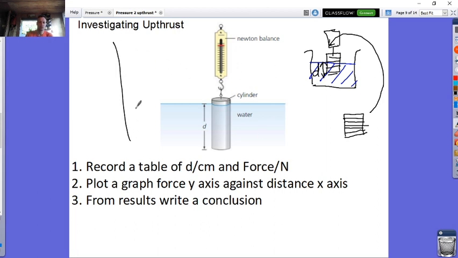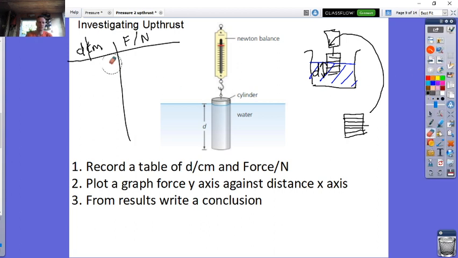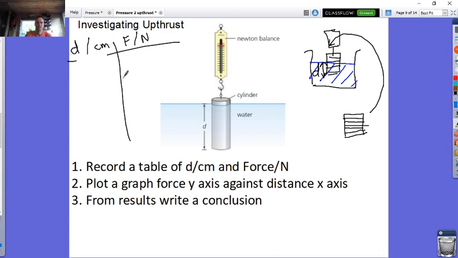And then simply you record a table where you'd have, first of all, the depth D in centimeters, and then you record the Newton meter reading, which is force in newtons. It's a bit better, isn't it? I'll try and tidy it up a little bit. That was a mess. Here we go. D is going to be in centimeters. And then what you do is plot a graph of these results.